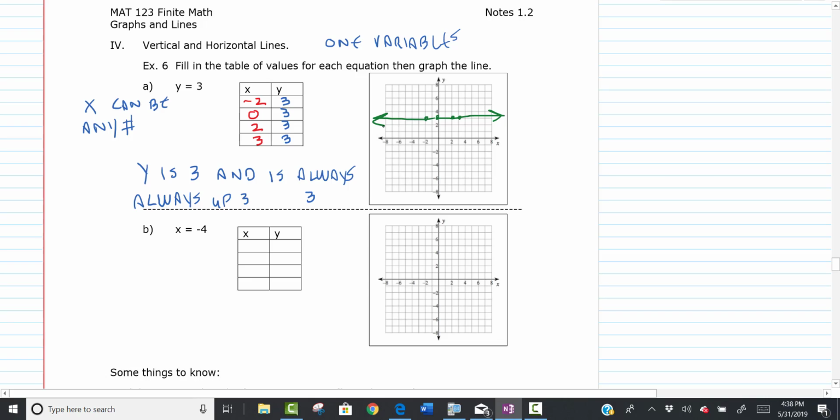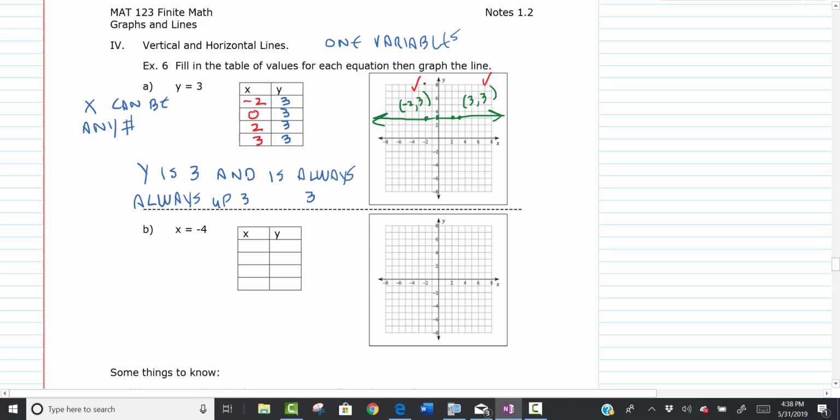One way to help you understand that is that every single point on this graph, no matter where it is, has a y value of 3. To me, that's what you really have to understand, that concept right there. The y value is always going to be 3.